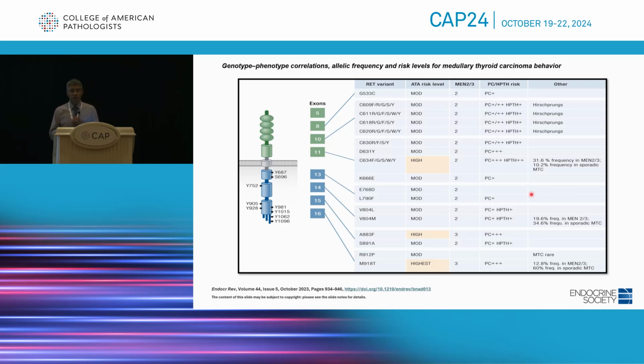So this is a very important slide, and this is a great review which is available. You will have it in your handout. So I will really advise you to at least look at the tables and pictures on this, because this is how currently they are managed.